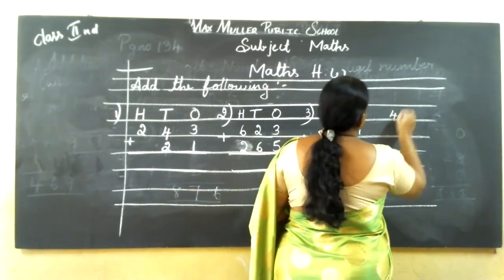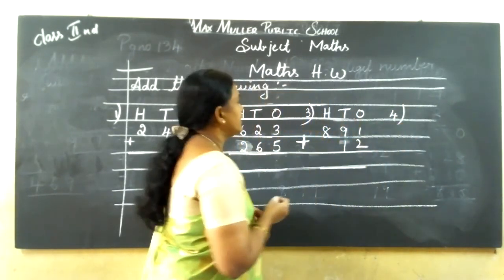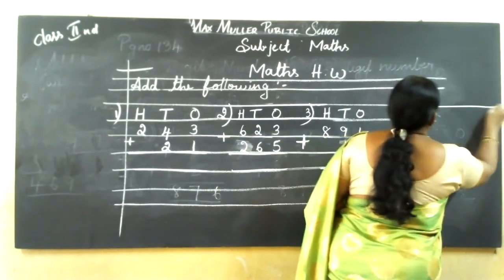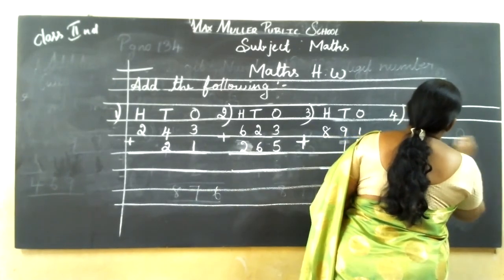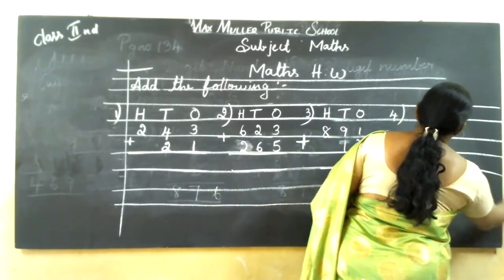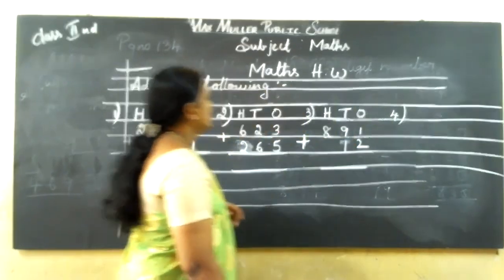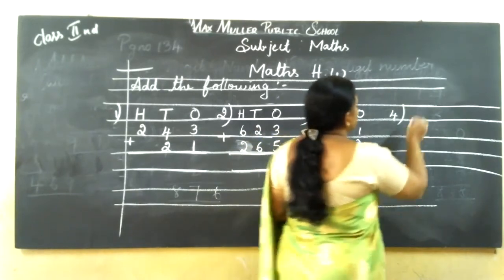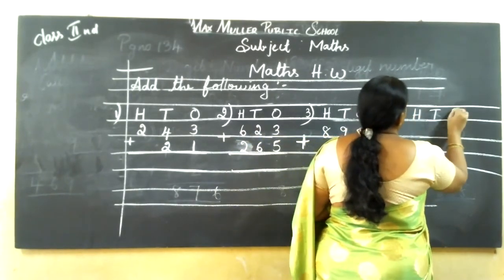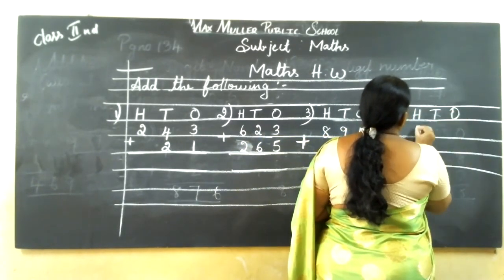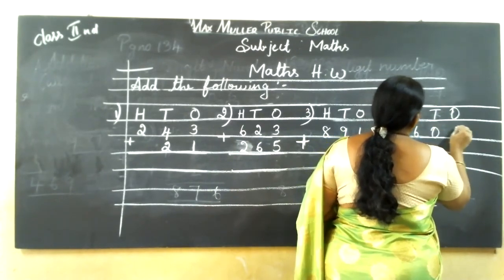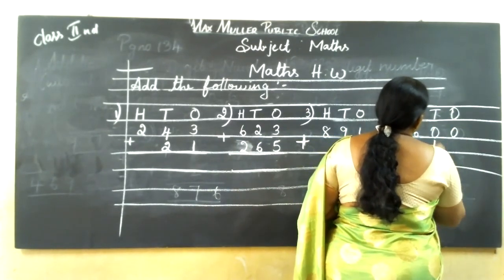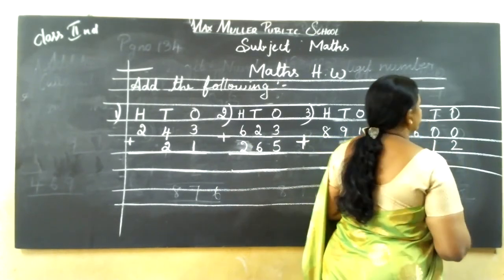Fourth one. Leave three finger space and write neatly. You want to complete in one line only. Fourth one. 600, 12.